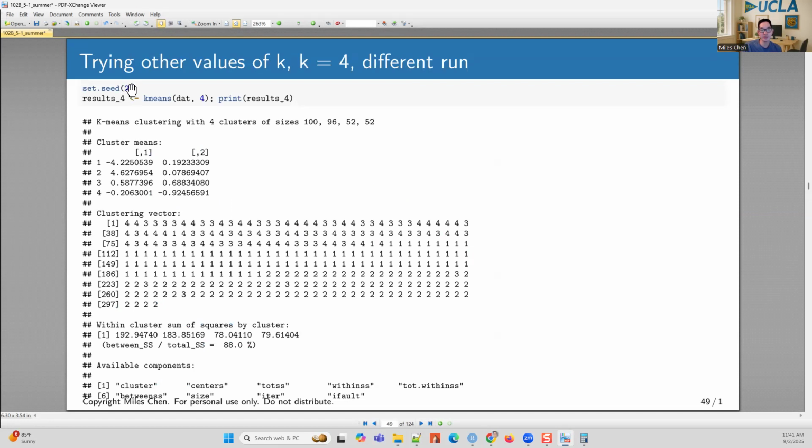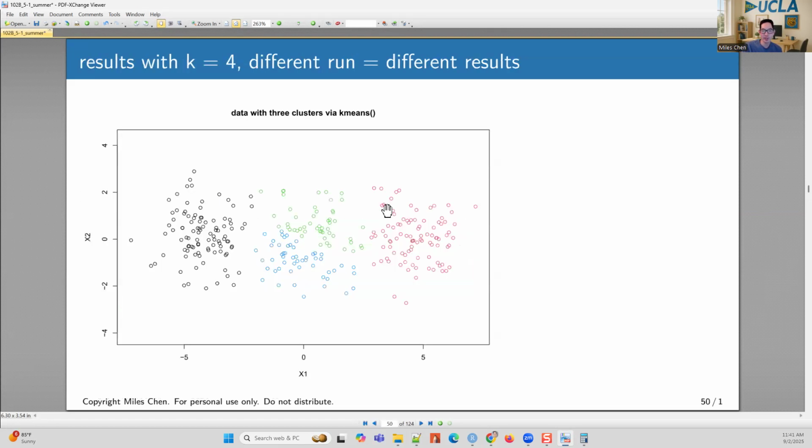I did set seed 2 instead, and my clusters ended up like this. Okay, so we have a cluster on the right, a cluster on the left, but the one in the middle kind of got split vertically. Looking at this result versus this result, we can see we ended up with different results, right?